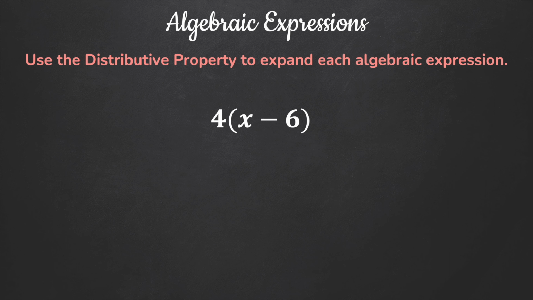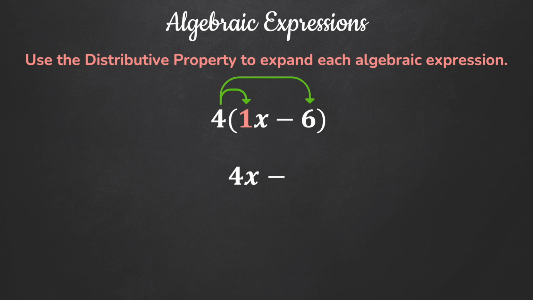So here we have 4 times, in parentheses, x minus 6. Remember that whenever we have a variable by itself, the coefficient is actually 1. So we're going to go ahead and distribute the 4. So 4 times 1x is equal to 4x. Make sure you bring down the subtraction sign. And then 4 times 6 is equal to 24. So here we have 4x minus 24.